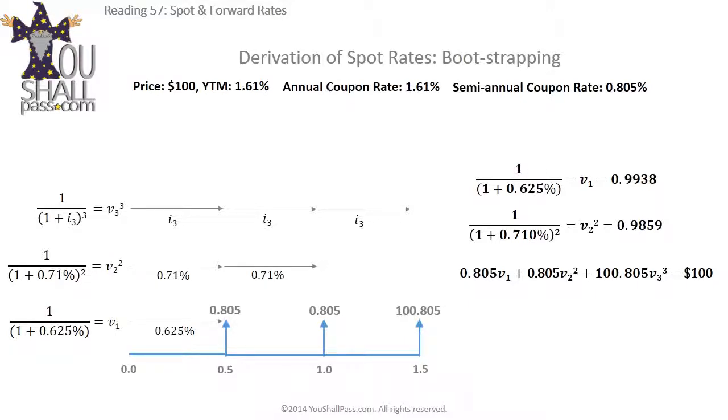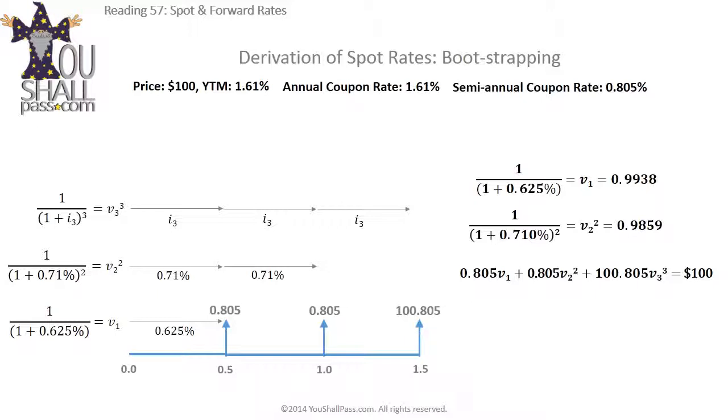The price of a bond, of course, is simply the present value of all its future cash flows. So, that being the case, this equation should hold. The first two coupons of 0.805 each are discounted using the discount factors V1 and V2, and the final cash flow, which is a bundle of the last coupon and the face value, is discounted using V3.